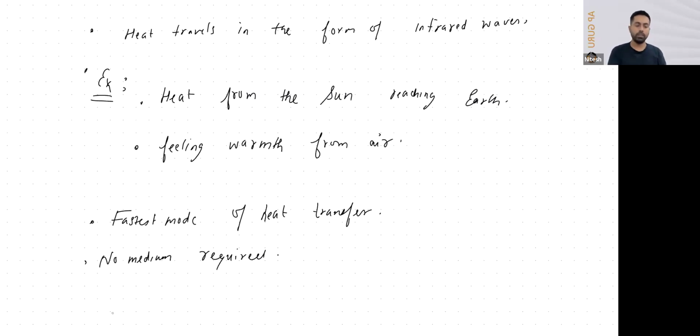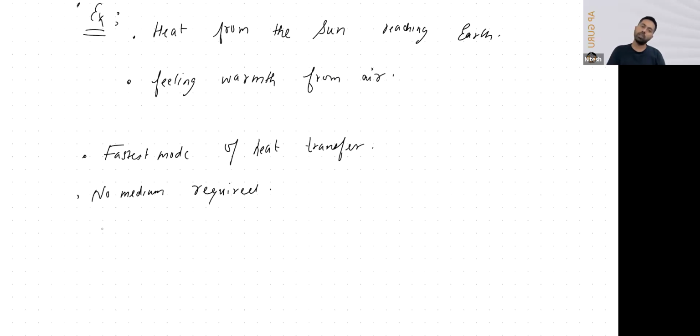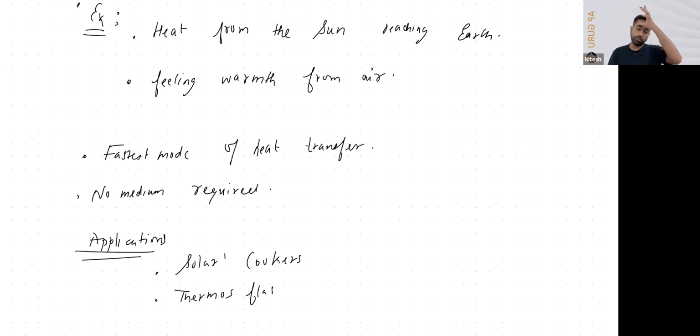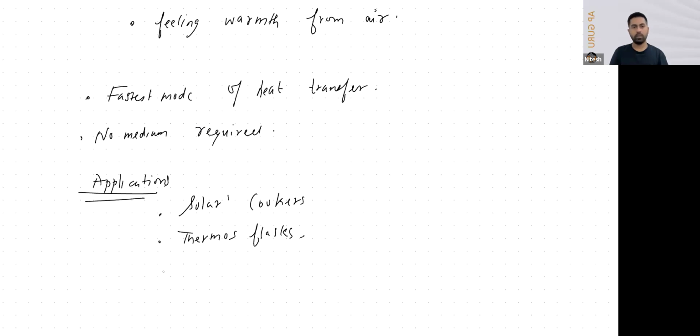Now, where do we use these applications? Let's look at the applications of radiation. It can be used in solar cookers, in a thermos flask, and in the back and bottom of cooking utensils. So there are a lot of examples that we can see for radiation. Is it clear to you?